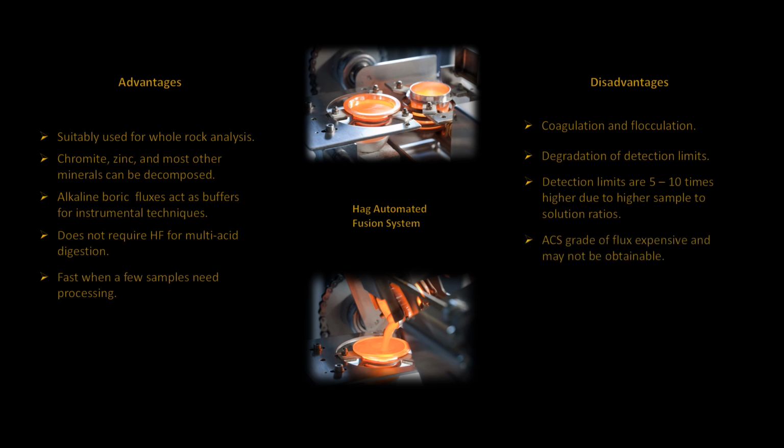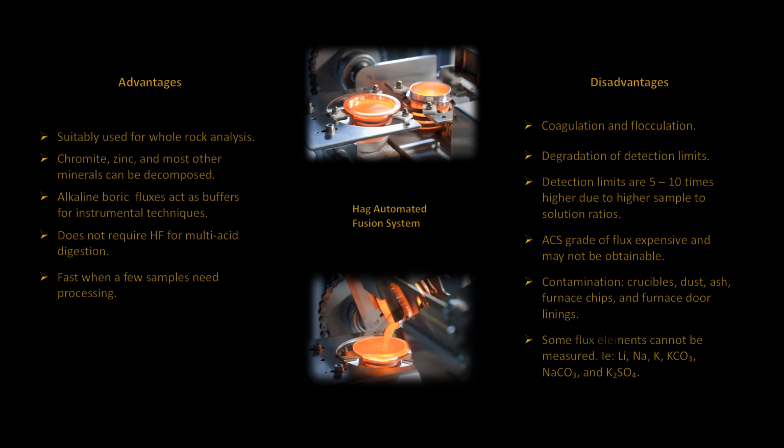Now, ACS grade acids are readily available and are cheaper in cost compared to fluxes. ACS grade fluxes are hard to obtain. This increases the cost of these pure flux reagents, as most of these are difficult to purchase. Some fluxes may also cause contamination. Then there are contaminants from crucibles, dust, ash, furnace chips, which is related to the aging of the furnace, and furnace door linings. Lastly, some flux elements such as lithium, sodium, potassium, potassium carbonate, and potassium sulfate cannot be measured.